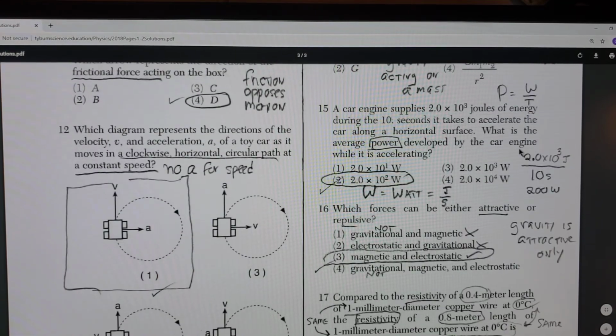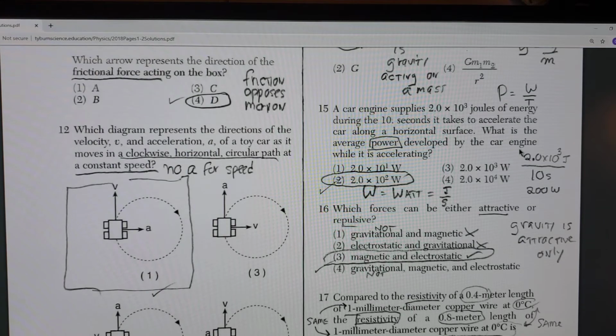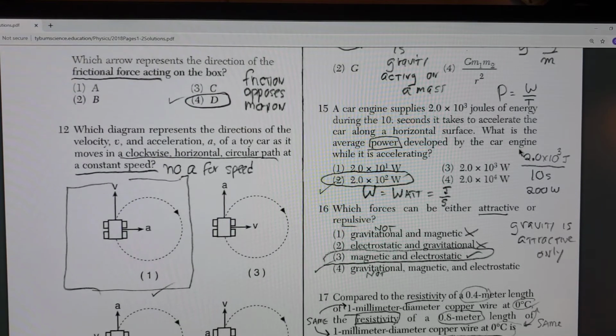Next one's a little involved. Number 15. Hey, we're almost done, guys. A car engine supplies 2 times 10 to the third joules of energy during the 10 seconds it takes to accelerate the car along a horizontal surface. It means we're not going uphill or anything. What is the power developed by the car engine while it is accelerating?